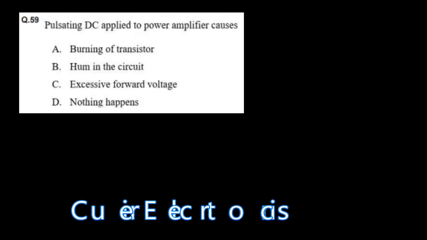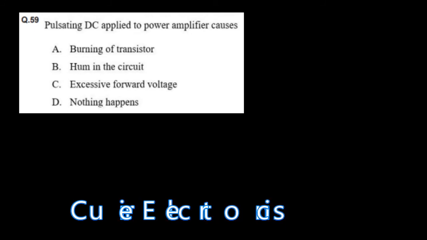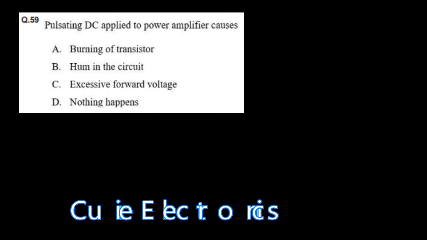Question number 59. Pulsating DC applied to power amplifier. See, if you have an amplifier and if you apply a pulsating DC to that amplifier, we could hear a hum from the speaker, hum sound.